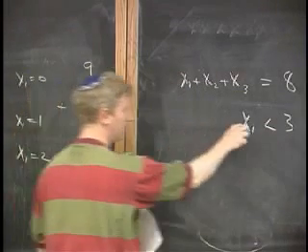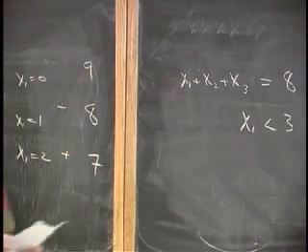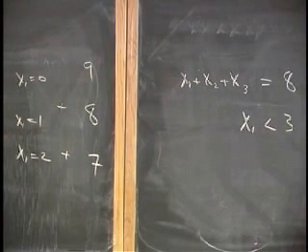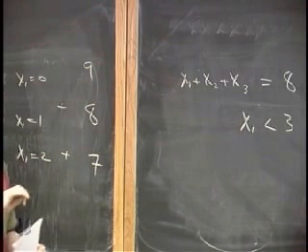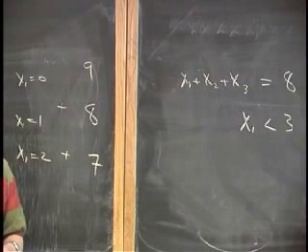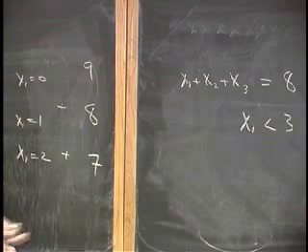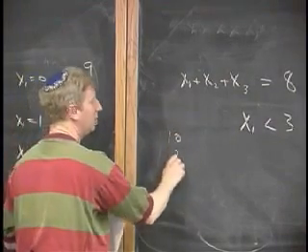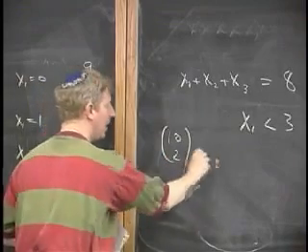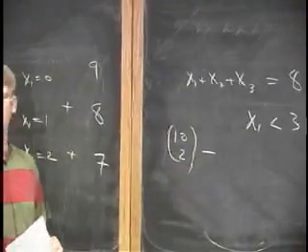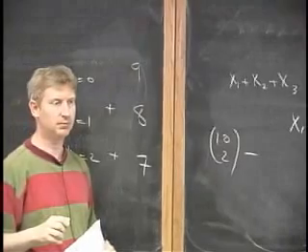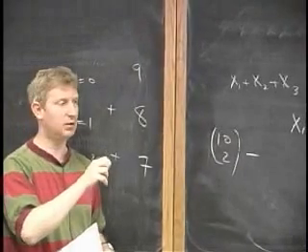Instead of looking at x1 less than 3, we're going to look at things where x1 is not less than 3, right, when it's greater than or equal to 3. And we'll just take those away from the total number of solutions. Well, the total number of solutions we know is 10 choose 2. How many solutions are there where x1 is bigger than or equal to 3? We just did that before.